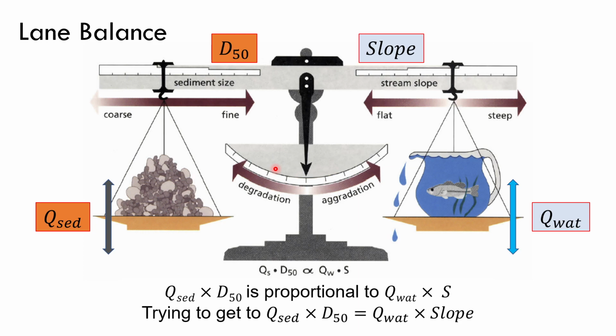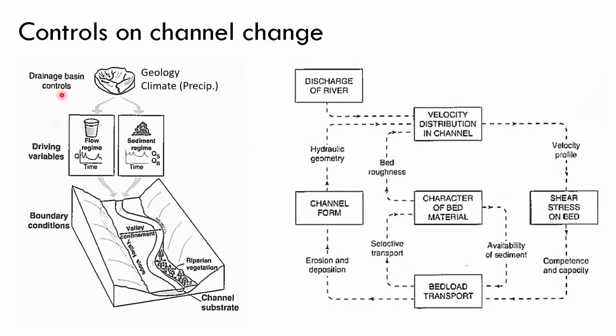any of these variables. So think of this as an old school weight balance. The idea is that the river's trying to reach an equilibrium between all of these things. We want this balance to be level. The things that the Lane balance takes into account are the same things from the slide before: the flow regime and the sediment regime.